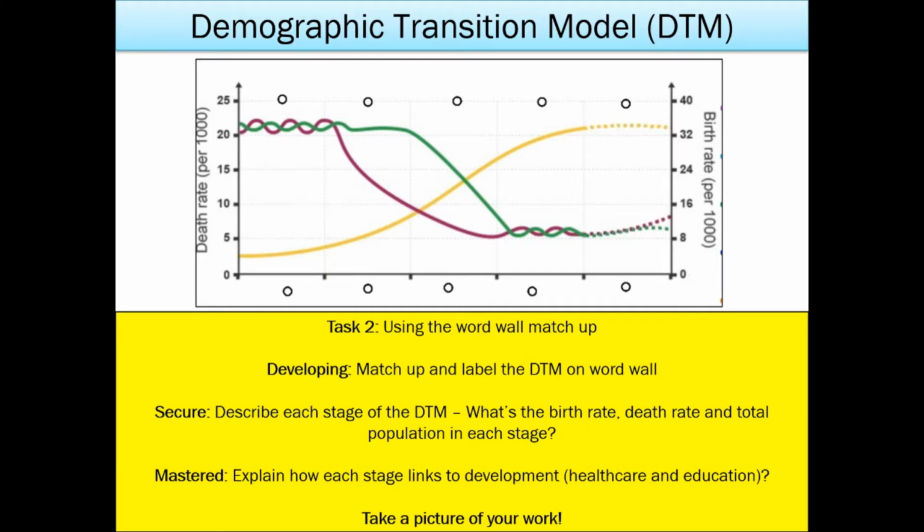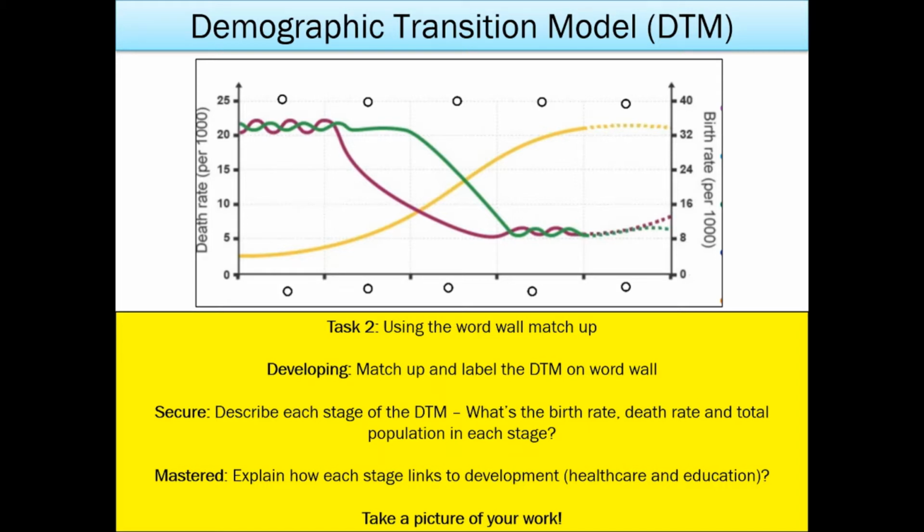You're going to write down and describe each stage of the DTM. So you're going to tell me what the birth rate, the death rate, and the total population is like in each stage of the DTM. So for example, in stage 1, the birth rate and the death rate are very high. They're fluctuating because they go up and down. Okay, this means that the population is very low.